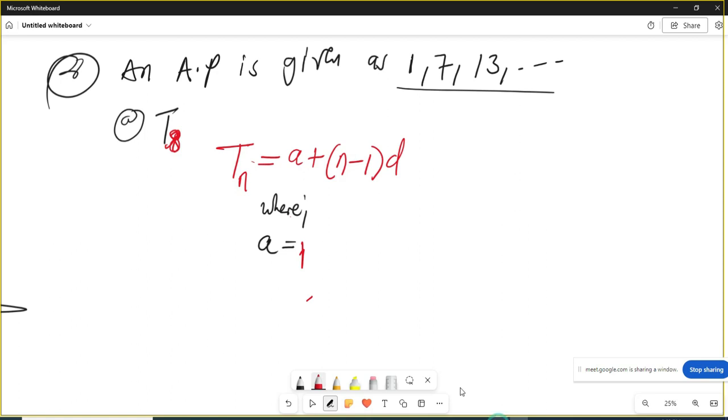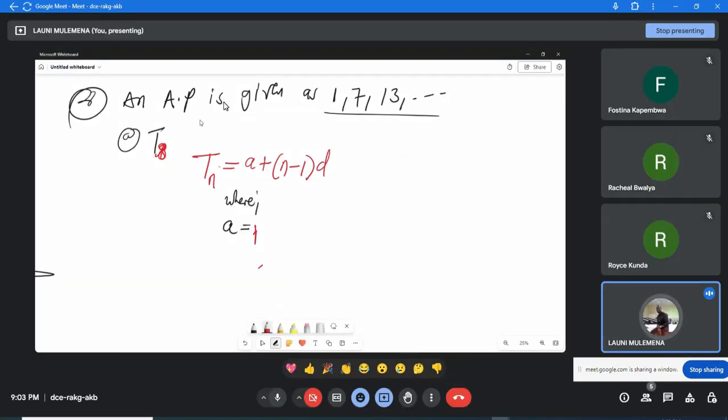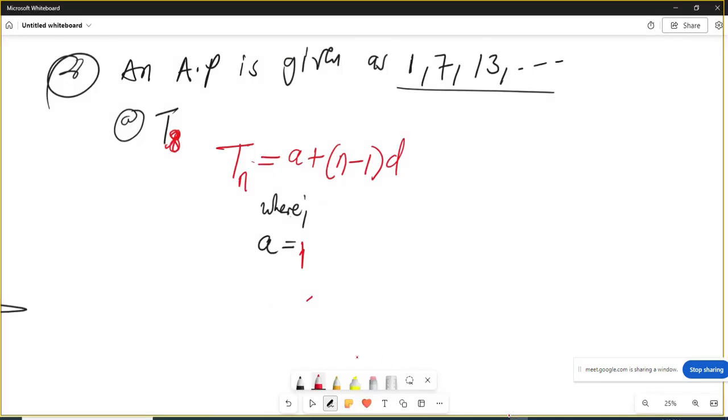Remember, N, it is an nth term. The nth term that we are looking for. So in this case, we are looking for the 8th term. So that means the value of N is actually 8. I'll write that.